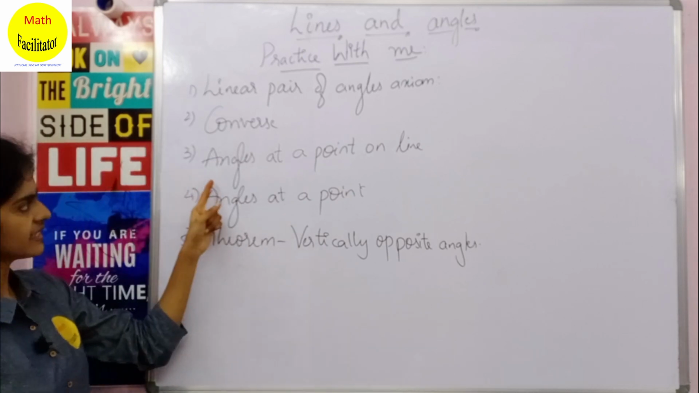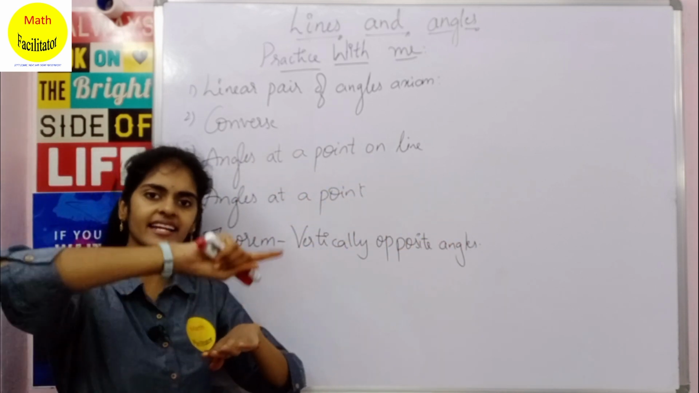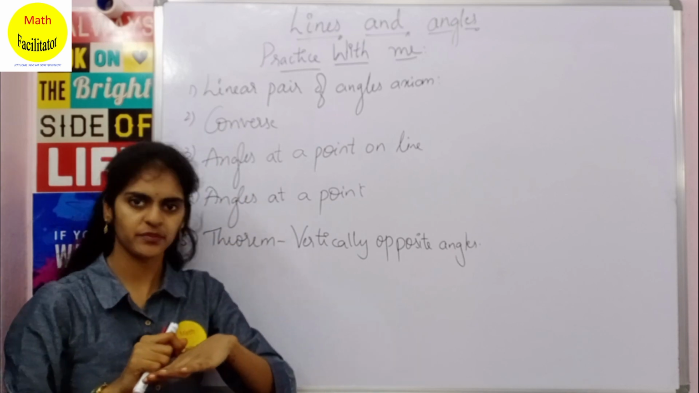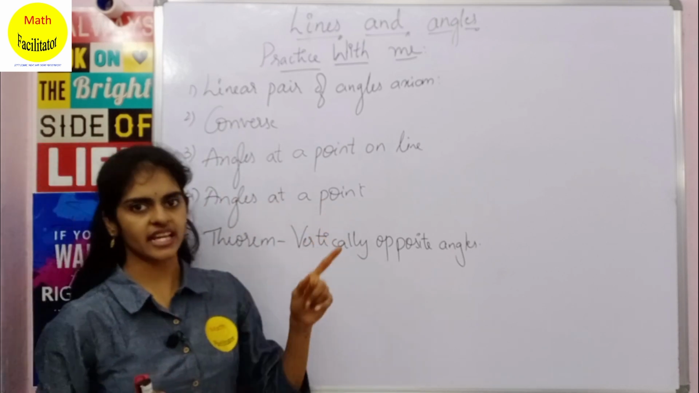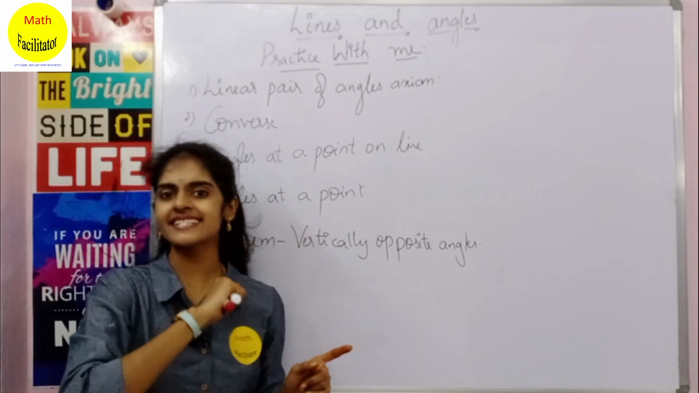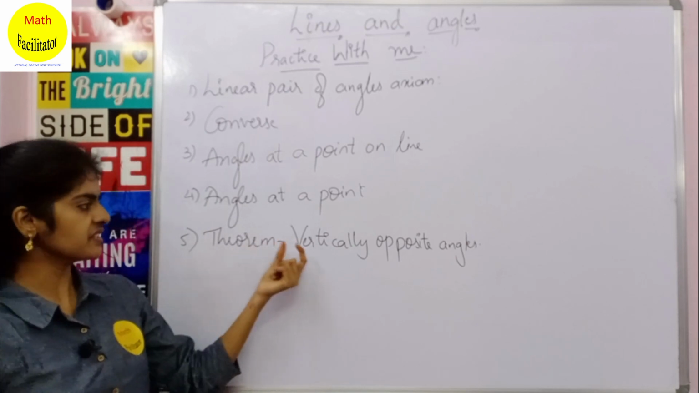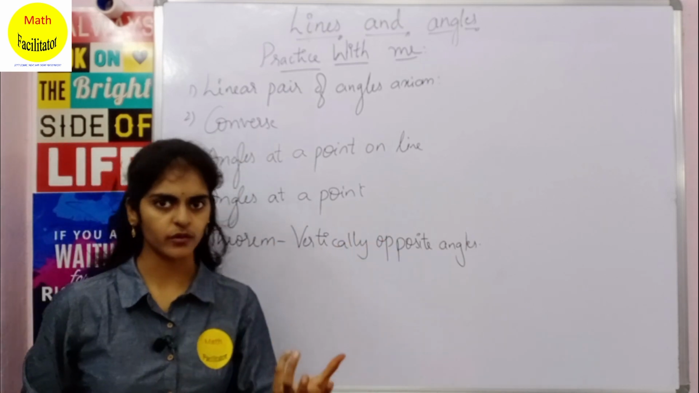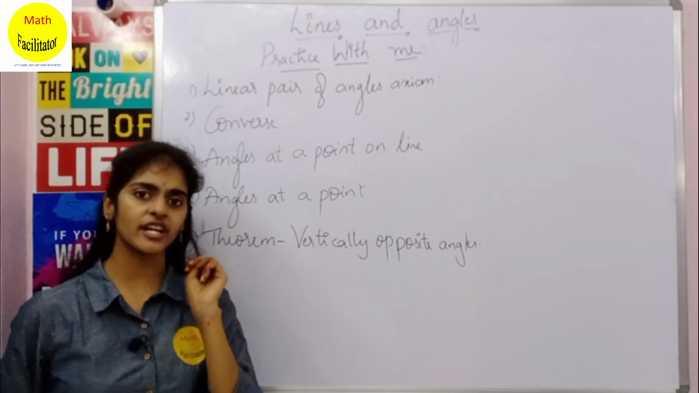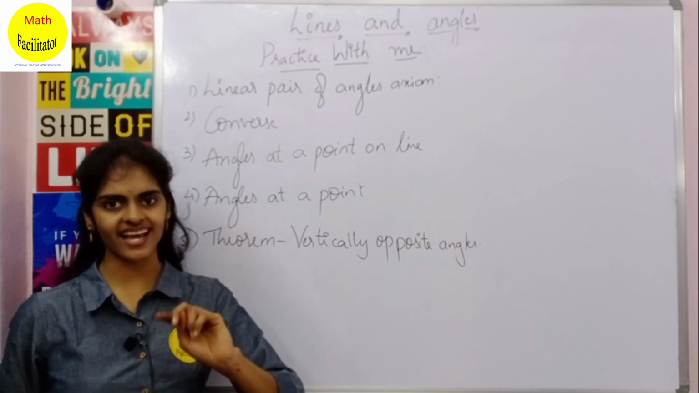Next is angles at a point on a line. On a line, if you have a point, the angles at that point on this line sum to 180. Angles at a complete point sum to 360, the total angle. You have also learned a theorem: vertically opposite angles are equal. If two lines intersect each other, at the point of intersection you have two pairs of vertically opposite angles, and the vertically opposite angles are equal.